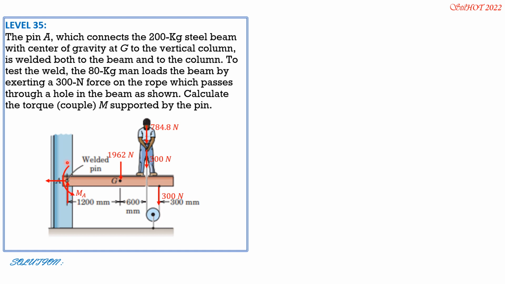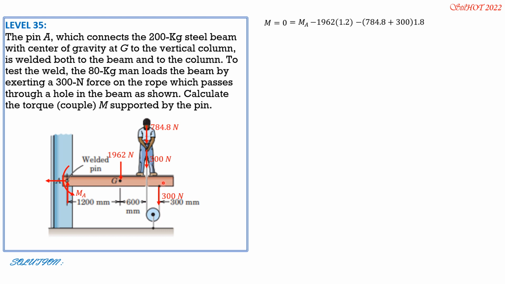So we are interested only in MA. So moment is zero in general. So therefore, counterclockwise positive, we have MA, the resisting moment at A of the weld. Then minus 1962 times 1.2 meter. Let's just use unit of Newton meter. Then plus quantity 784.8 plus 300 times 1.8, 1800 mm or 1.8 meter.